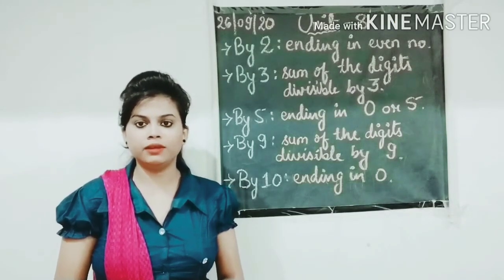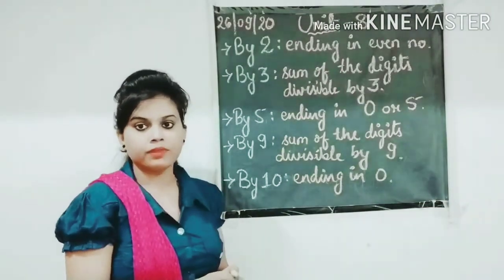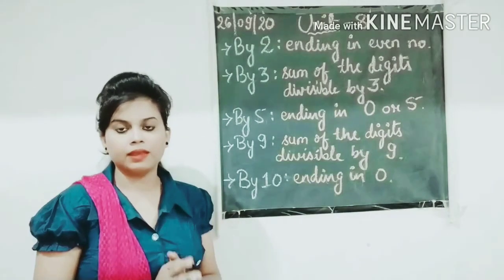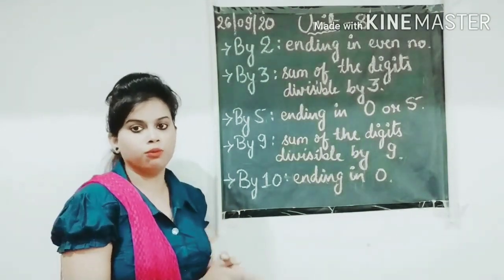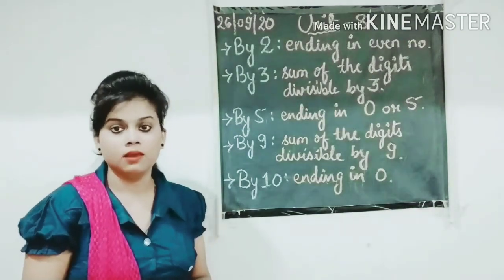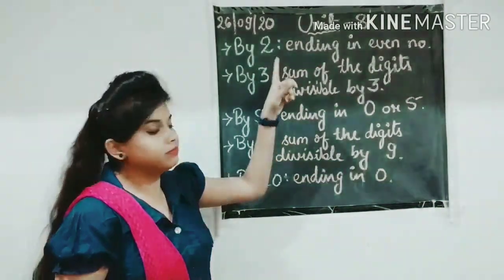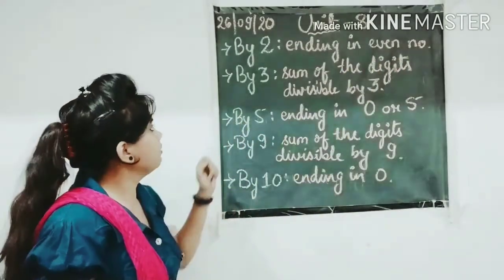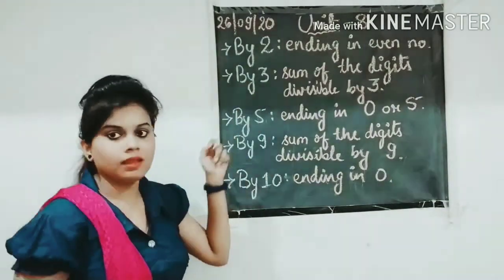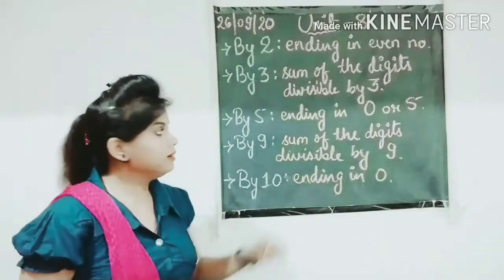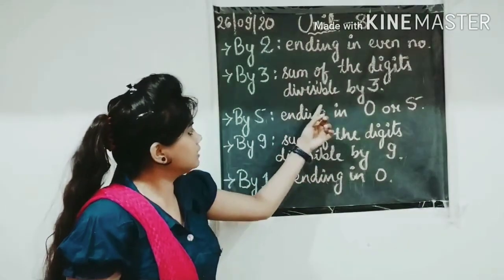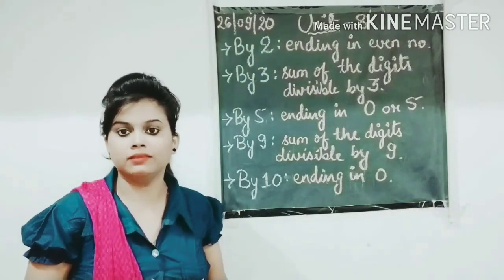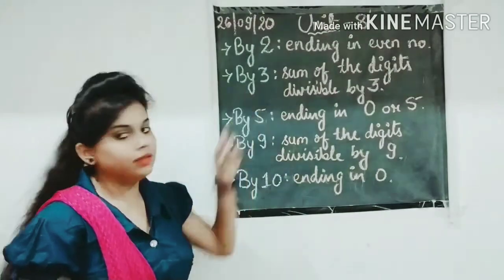So what you have seen in the video: divisibility by 2. A number is divisible by 2 when it ends with an even number. Even number means like 0, 2, 4, 6, 8, 10, 12 like this. So the condition for divisibility by 2 is ending in an even number. Second one is divisibility by 3. A number is divisible by 3 when the sum of the digits is divisible by 3. If the sum of the digits is divisible by 3, then the number is said to be divisible by 3.